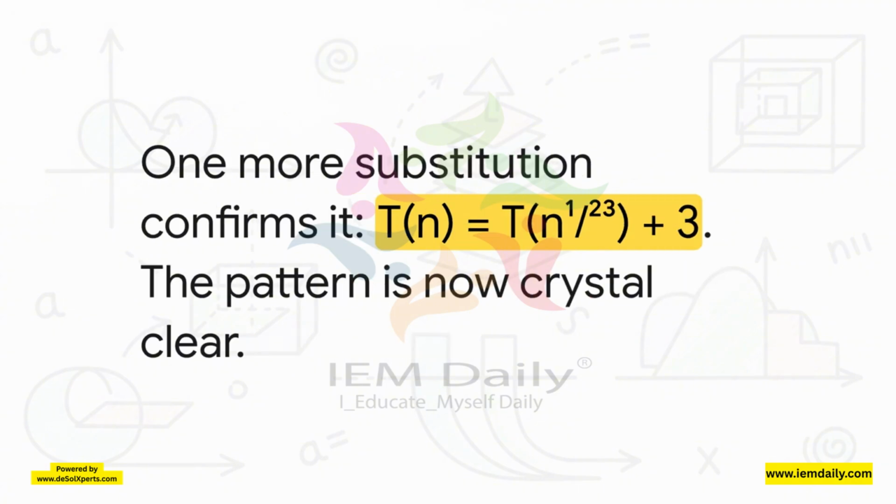Interesting. Let's do it just one more time to be absolutely sure. And yep, it holds. After 3 steps, we have T of n to the power of 1 over 2 cubed, plus 3. The pattern is undeniable at this point. The number of steps we take seems to match the exponent on the 2, and it also matches the constant we add at the end.